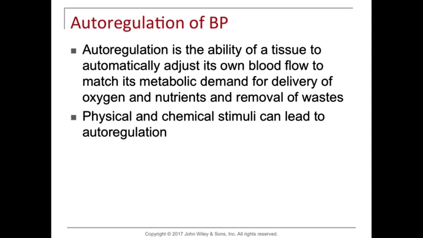Autoregulation is the ability of a tissue to automatically adjust its own blood flow to match its metabolic demands for delivery of oxygen and nutrients and the removal of waste. Physical and chemical stimuli can lead to autoregulation.